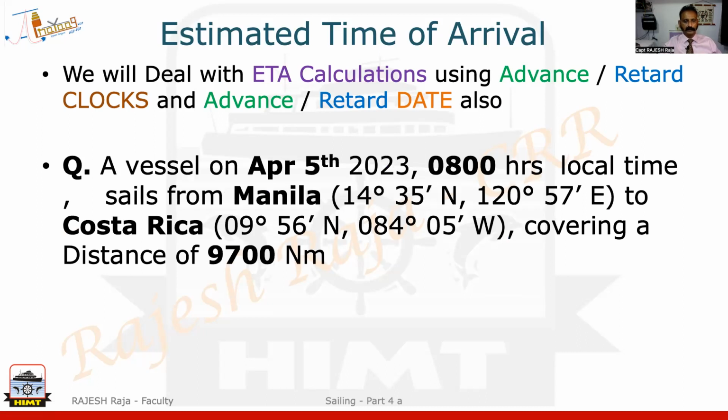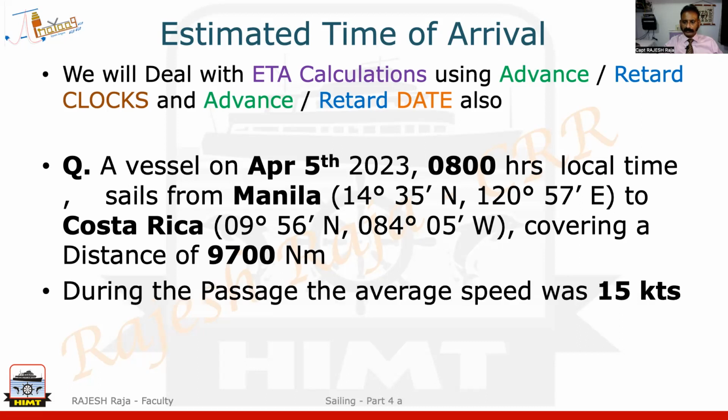It says a vessel on 5th of April, 8 o'clock local time, sails from Manila, and the lat long of Manila is given, and she goes to Costa Rica. Just as a reminder, Manila is in Philippines, and Costa Rica is a Central American country, just north of Panama. So that longitude is also given, and it says that distance covered is 9,700 nautical miles. And during the passage, the average speed was recorded as 15 knots.